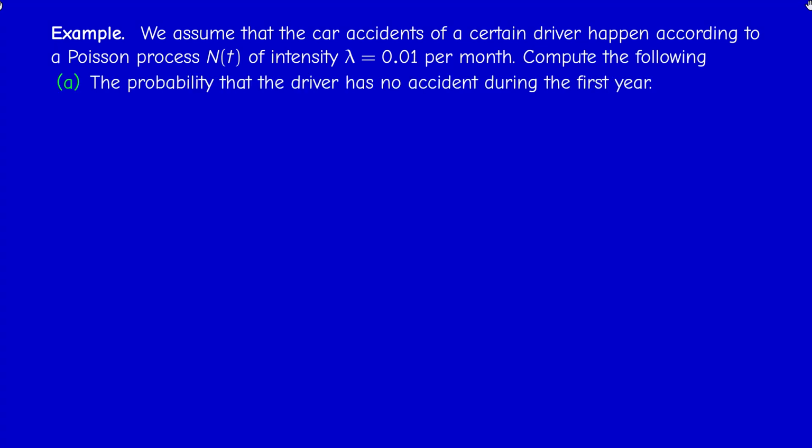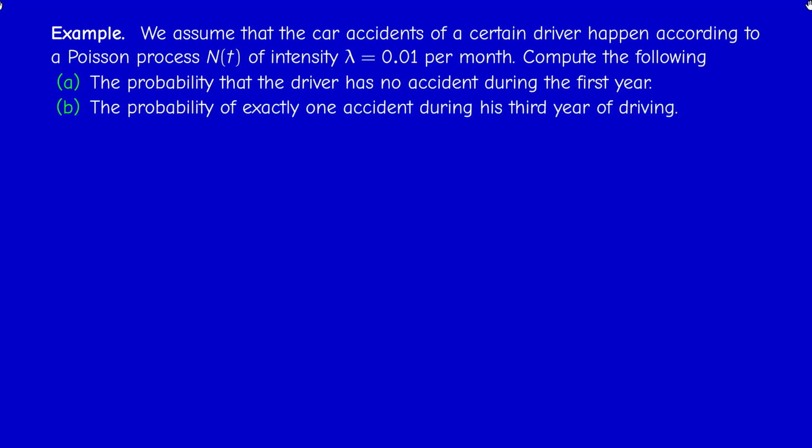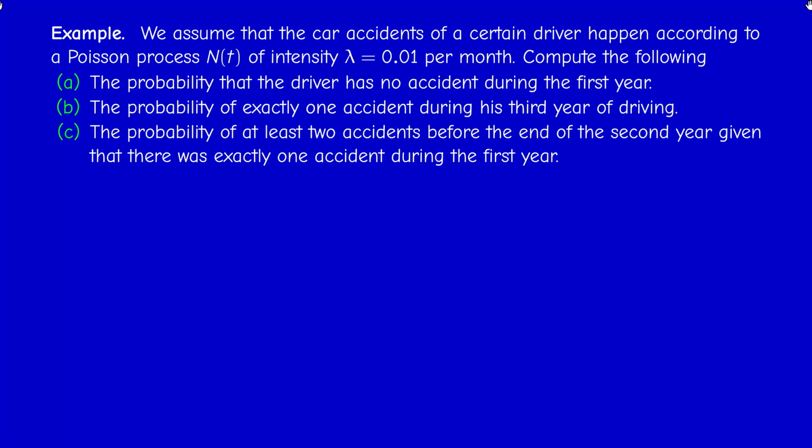So the first question, we have to compute the probability that the driver has no accident during the first year. Second question, we have to compute the probability of exactly one accident during his third year of driving. And in the last question, we have to compute the probability of at least 2 accidents before the end of the second year, given that there was exactly one accident during the first year. So it's a conditional probability. As you shall see, this is actually very easy because of our assumptions.